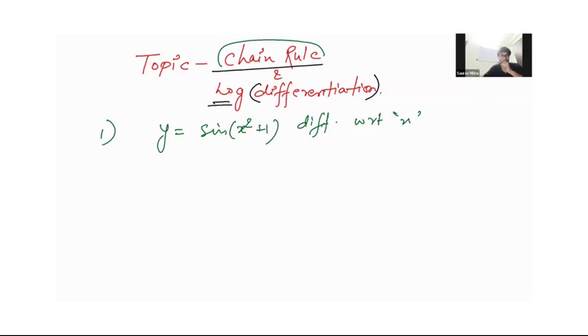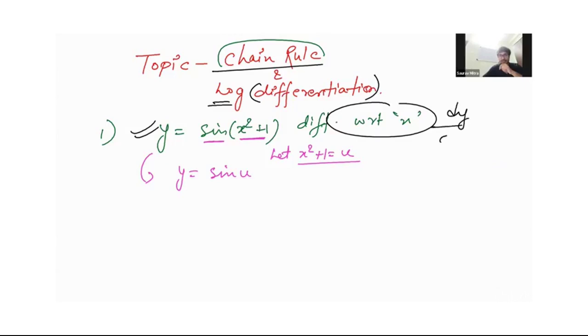Okay, so first, before we start differentiating, we see that there is a sine function and there is x square plus 1. So we will let x square plus 1 be u. Okay, so this is your u. Now our function will look like y is equal to sine of u. Initially they were asking to differentiate y is equal to sine of x square plus 1 with respect to x, that means they are asking for dy by dx.